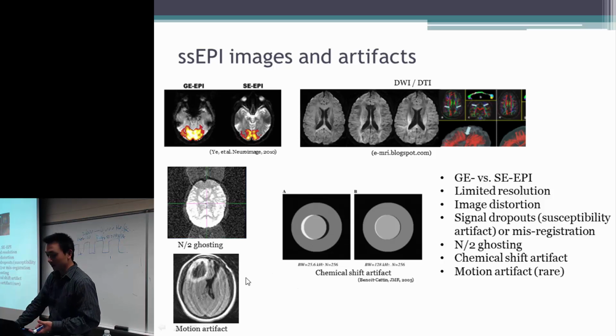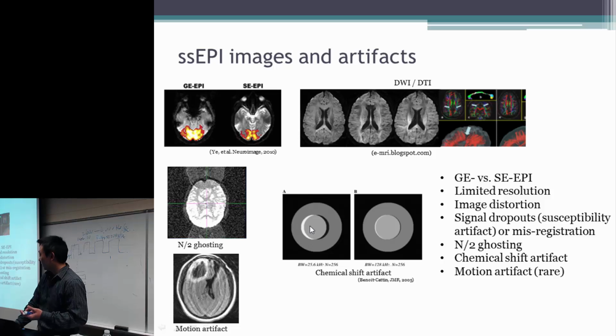But this is a relatively rare case. Usually the subject can keep very still, and we can get some perfect images like this. And also the chemical shift artifact. So this is chemical shift. We can see that the center one is the oil, and the ring is composed of water. So we can see that there is a relative spatial shift of the fat signal.